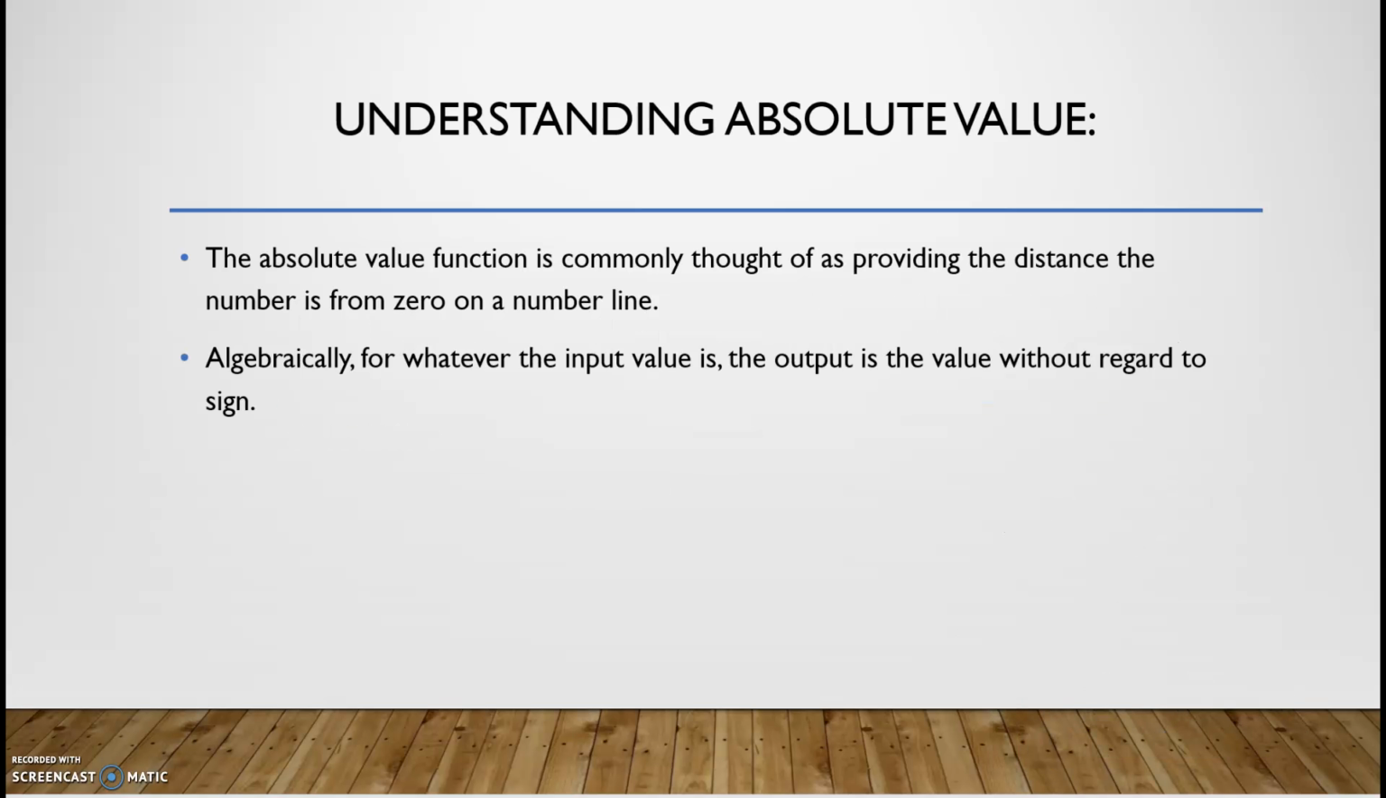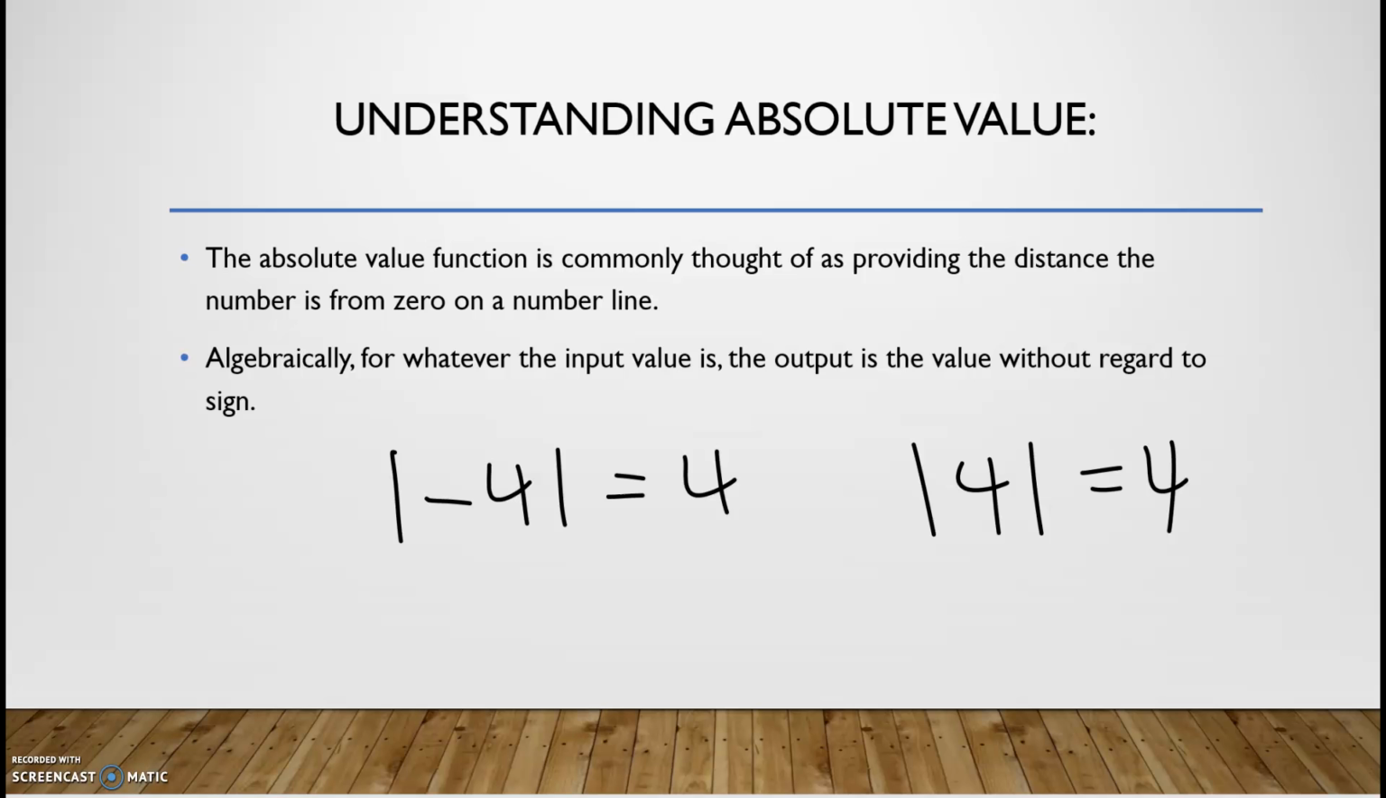Okay, so what absolute value is, as a function, is commonly thought of as providing the distance from 0 to a number on a number line. So algebraically, for whatever the input is, the output is the value without regard to the sign. So the absolute value of anything is going to be a positive number. So the absolute value of -4, well, that's a positive 4. Absolute value of 4, well, that's going to be 4.